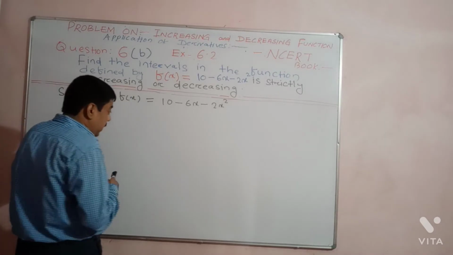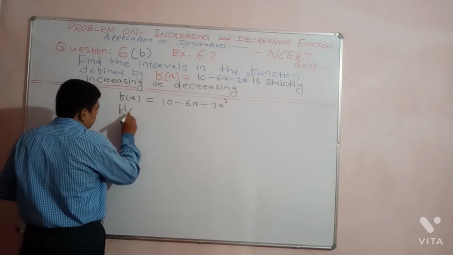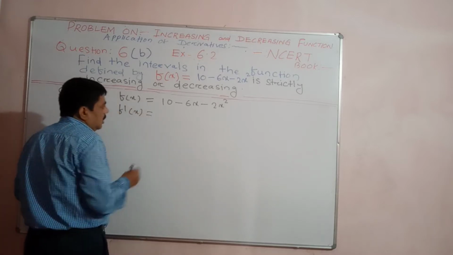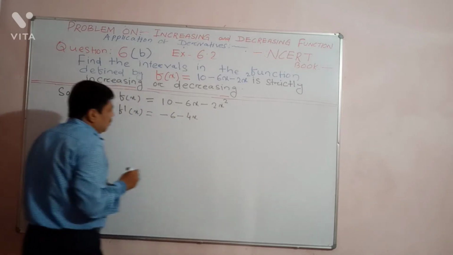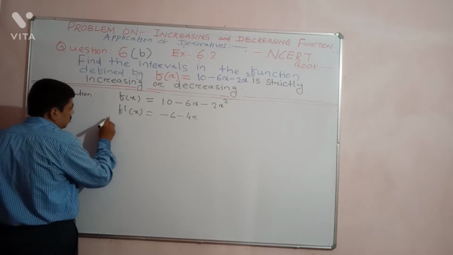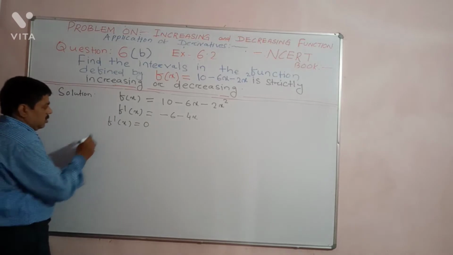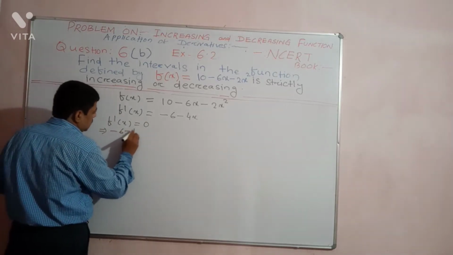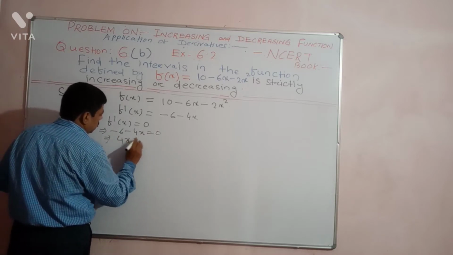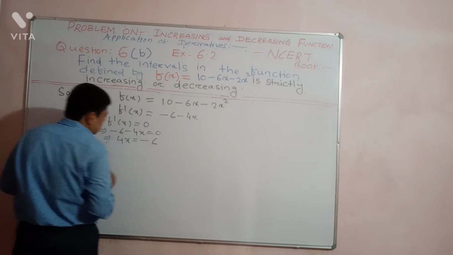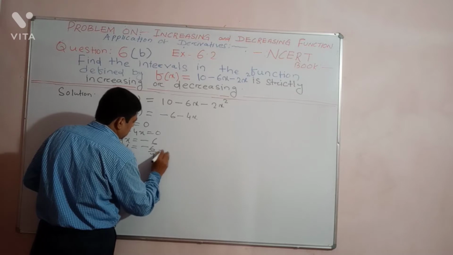To find the increasing and decreasing intervals, we have to find the derivative. The derivative of the function, f'(x), is -6 - 4x. Now let us equate the derivative to 0. f'(x) = 0 implies -6 - 4x = 0, that implies 4x = -6, and x = -6/4, or -3/2.